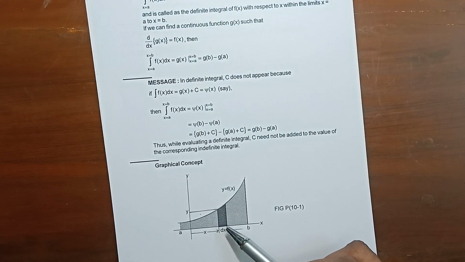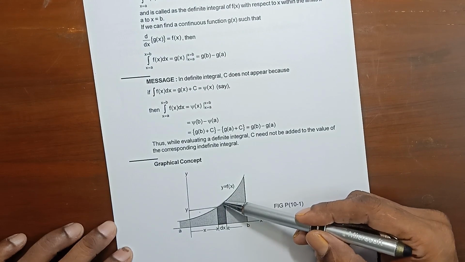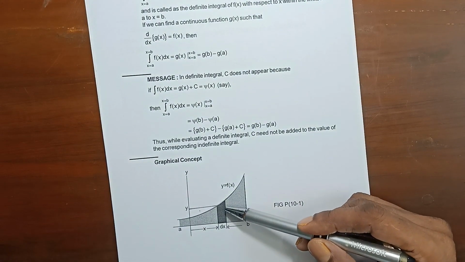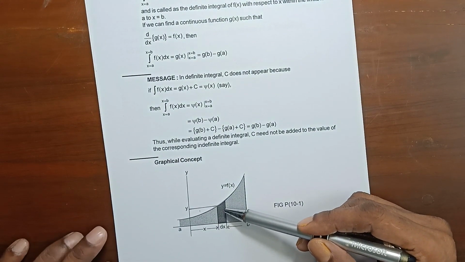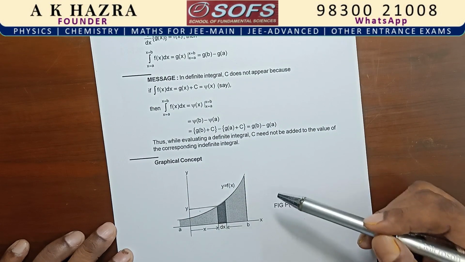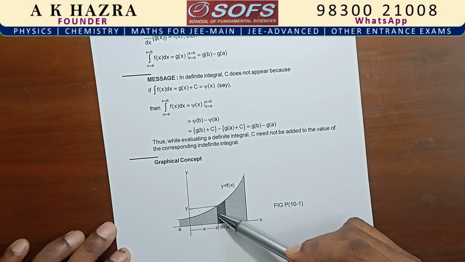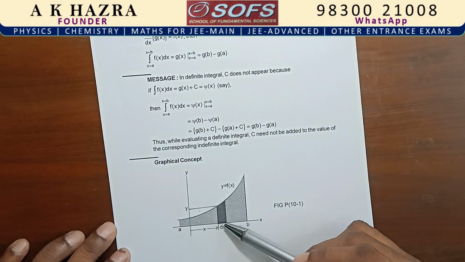So this deep shaded region looks like a trapezium. What will be its area? The area of the rectangle y into dx plus area of the triangle. But since the area of the triangle is much smaller than the area of the rectangle, it is sufficiently close to area of the rectangle. So this area of the deep shaded region, we can say y dx.